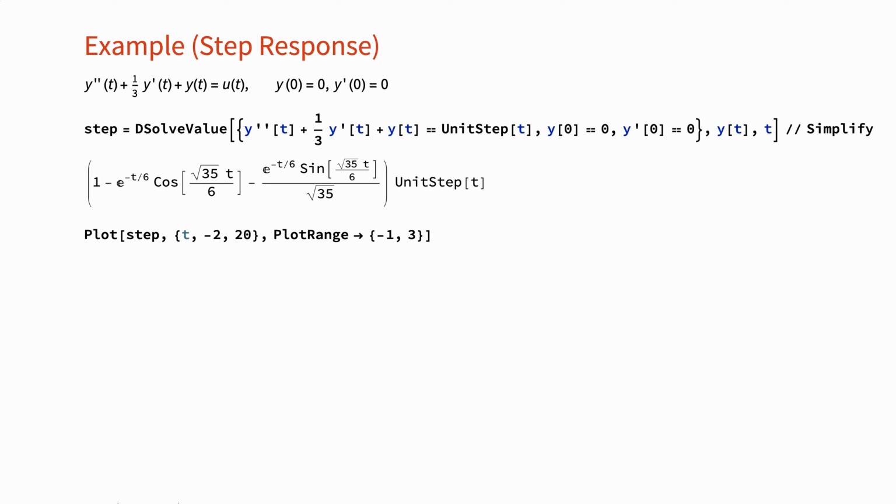If we plot the step response, we see that the output is 0 before time 0, and for positive values of t, it is a linear combination of two sinusoidal signals, and so we have these oscillations multiplied by a decaying exponential function. The oscillations die eventually, and the step response goes to the constant value 1 as t goes to infinity.